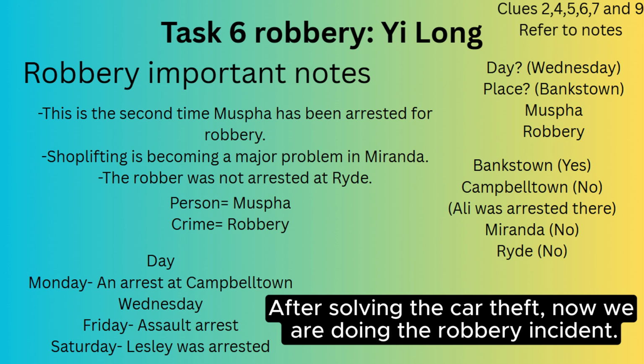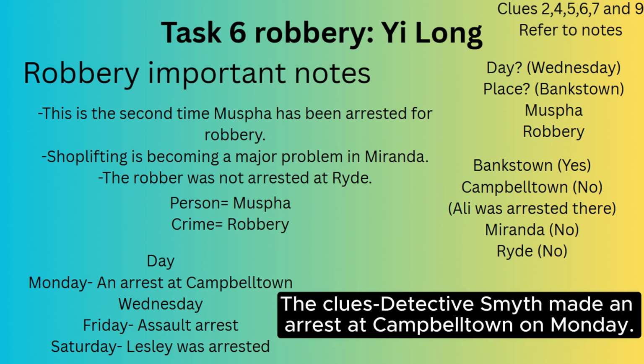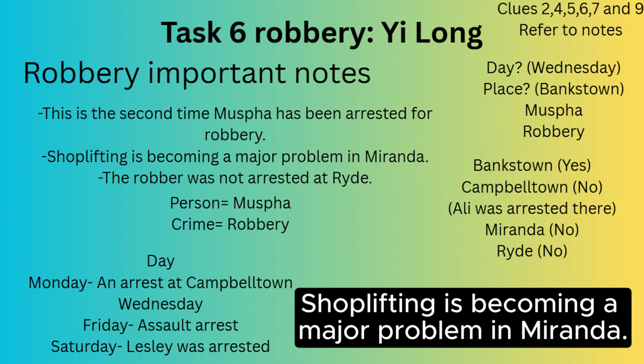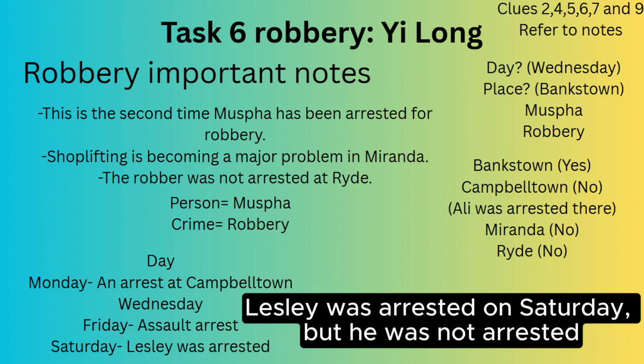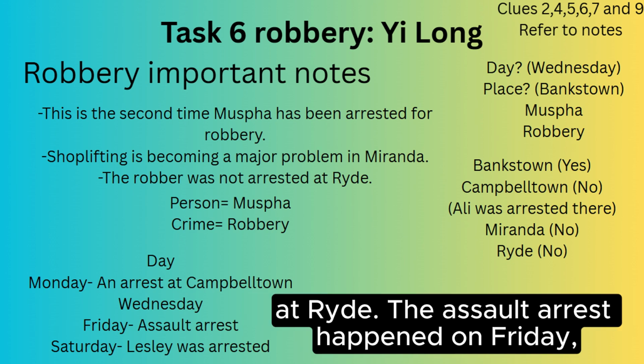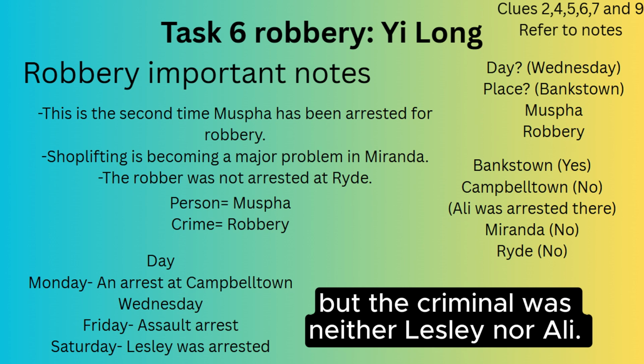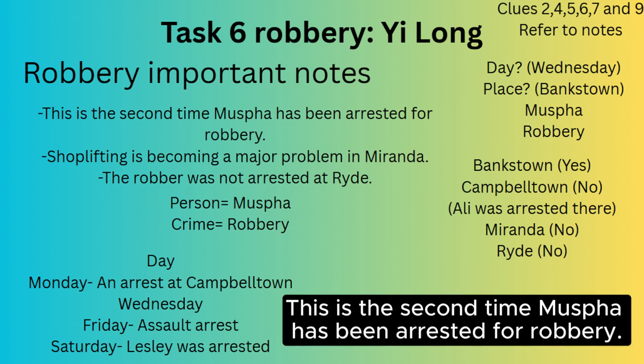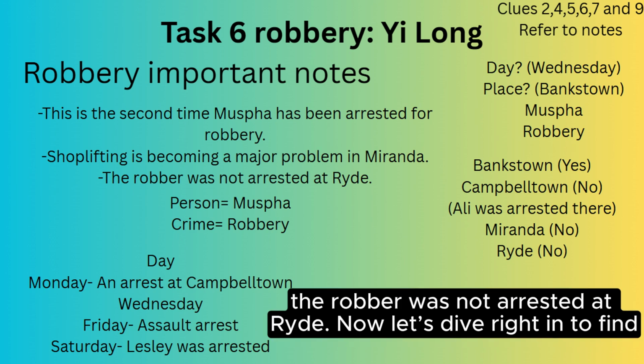After solving the car theft, now we are doing the robbery incident. The clues. Detective Smith made an arrest at Campbelltown on Monday. Shoplifting is becoming a major problem in Miranda. Leslie was arrested on Saturday, but he was not arrested at Ryde. The assault arrest happened on Friday, but the criminal was neither Leslie nor Ailey. This is the second time Musfa has been arrested for robbery. The robber was not arrested at Ryde.